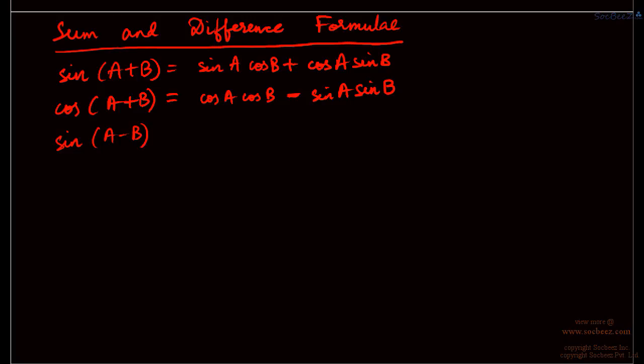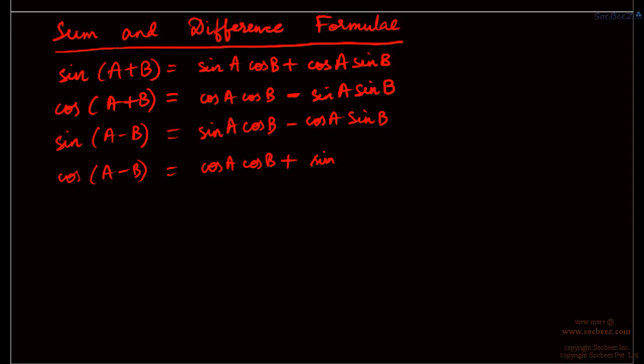Now let's take the difference formulae. Sine of A minus B. Actually, you can just get it by putting B equal to minus B. So cos of minus B remains cos B, but we have sine of B here, and sine of minus B, because we are changing B to minus B, becomes minus sine B. So we get sin A cos B minus cos A sin B. Similarly, cos of A minus B is found to be cos A cos B plus sin A sin B.